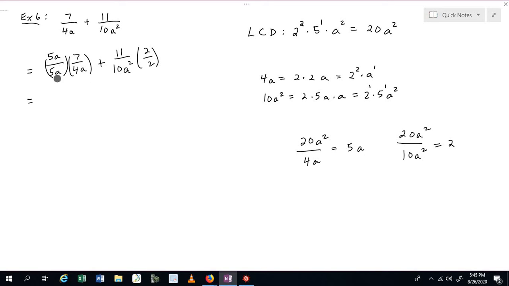Okay, and then once you do that, you'll have the same denominator, right? This will be 20a squared, and this will be 20a squared. And then on top here, you'll get 35a. Okay, and then over here, you'll get 22 on top over 20a squared. And so now we have the same denominator, and we can add the tops together and just put it over the one denominator. So this is 35a plus 22, all divided by the common denominator, right? 20a squared.